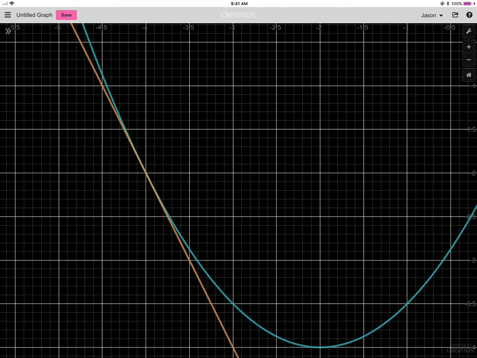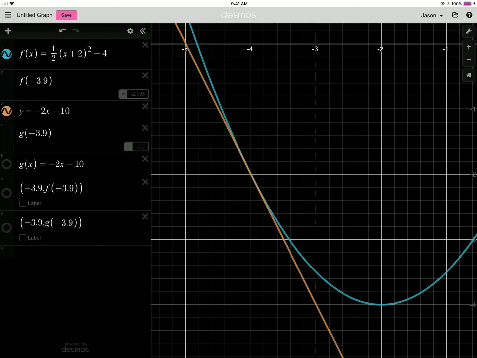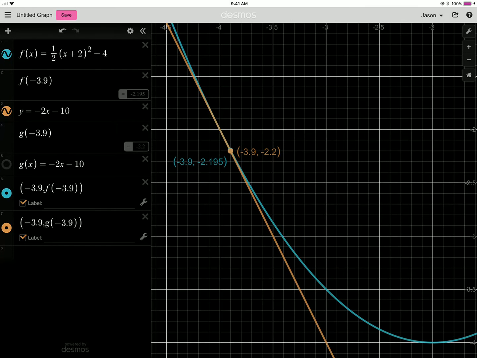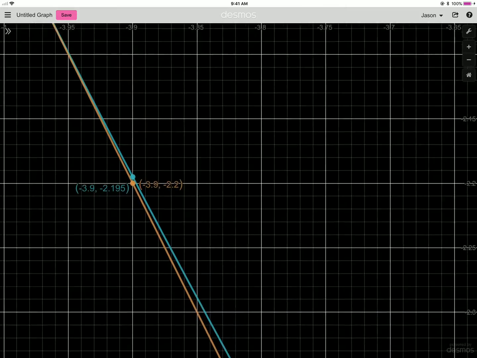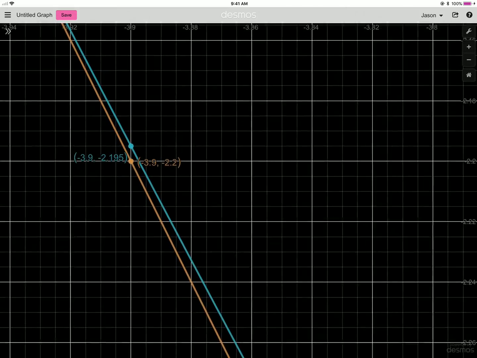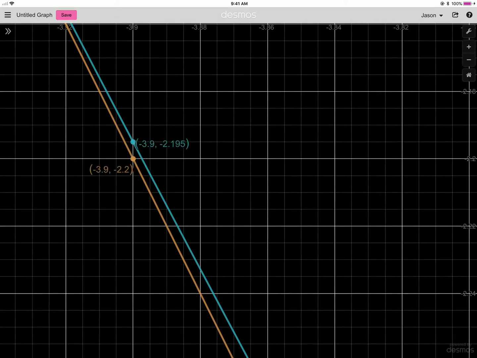What we're going to do is if we zoom in on the x value -3.9, remember the blue one was the curve and the orange one is the tangent line. We can plug -3.9 into the tangent line, get the y value, and use that as an estimate for if we plug -3.9 into the curve.